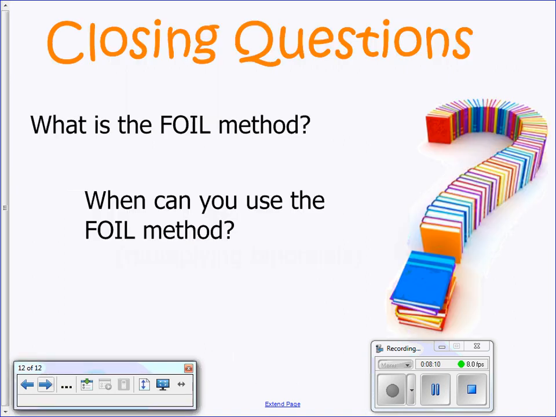What is the FOIL method? That's first, outside, inside, last. And when can you use the FOIL method? Only when you have a binomial times a binomial.